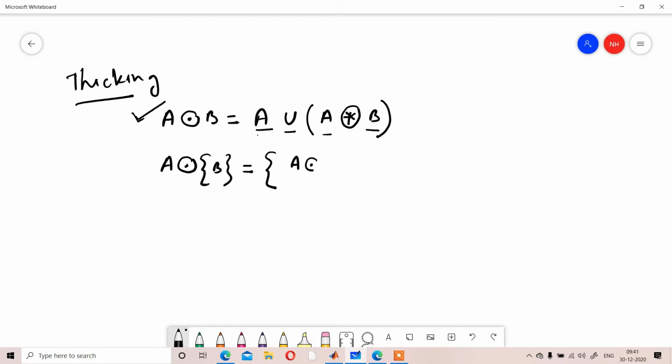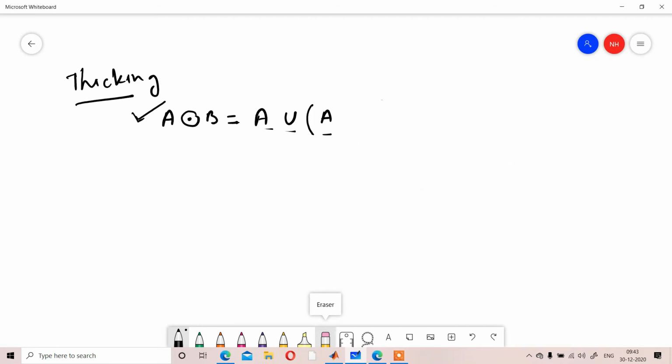A thickening B1, thickening B2, thickening Bn. Now, I think we don't need to explain that because you already know all the processes happening here. The thinning process you know, and the A union with another image is also known to you. So that is the equation to do the thickening over an image.